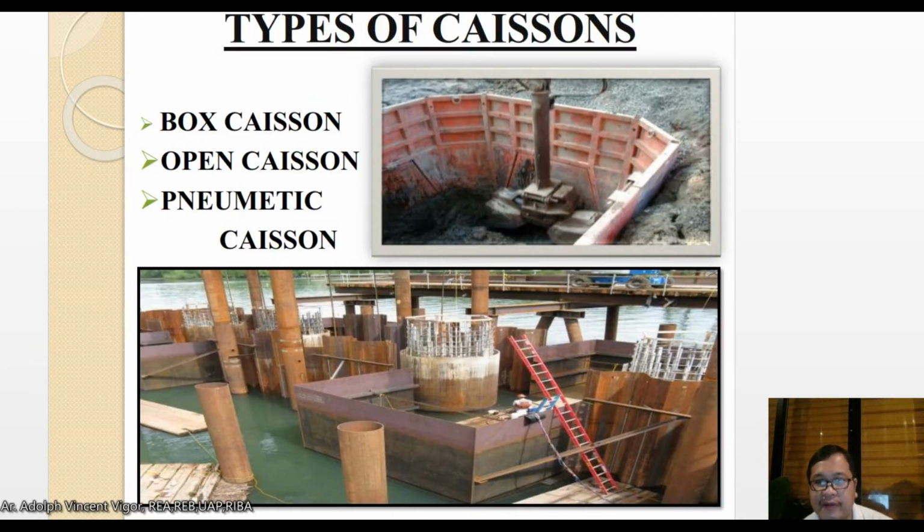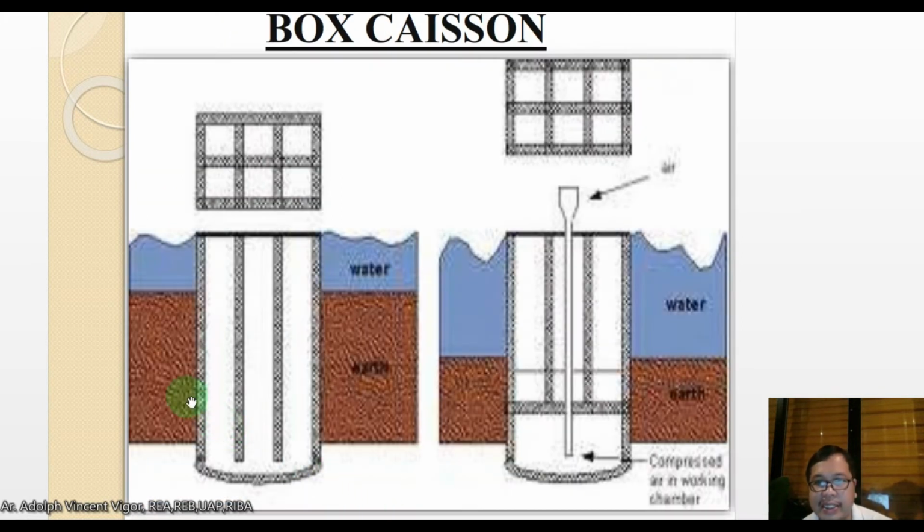So these are the types of caissons. You have here the box caisson, the open caisson, and the pneumatic caisson. This is an example of a box caisson. Here you can see it's shaped like a box. You have here the water, and you have here the earth. It's not very clear in our PDF, class.